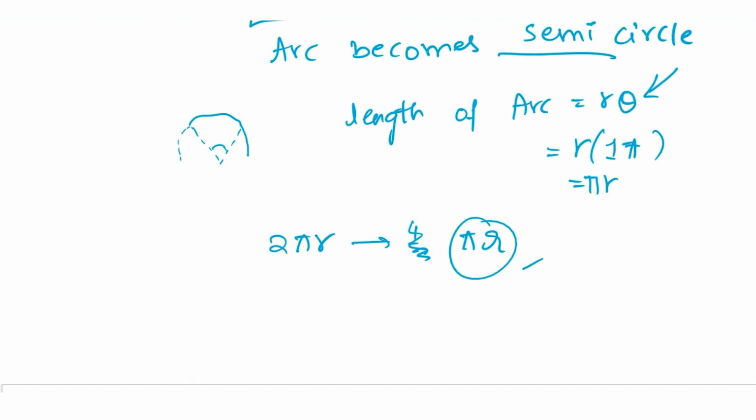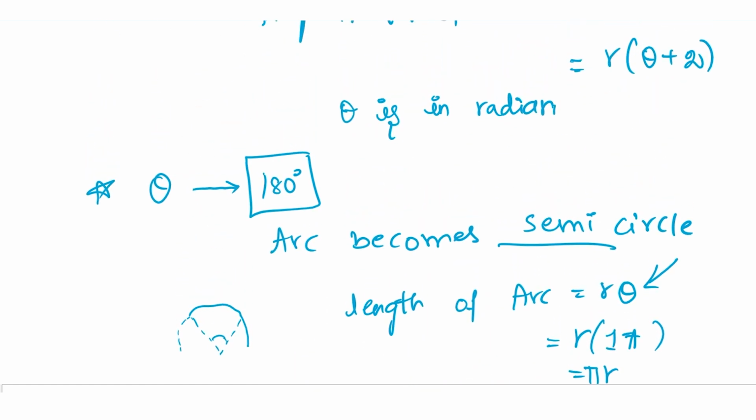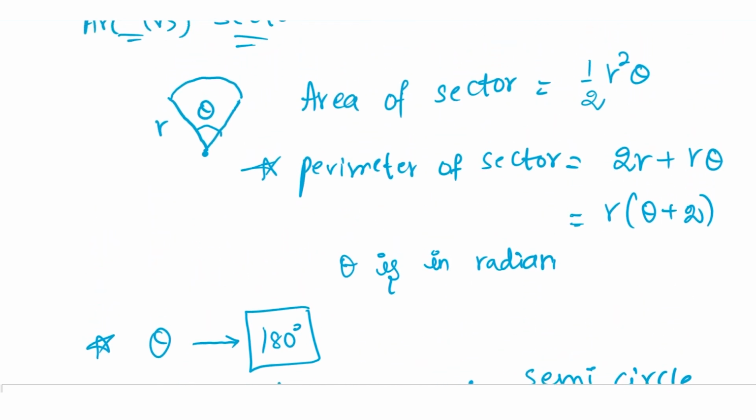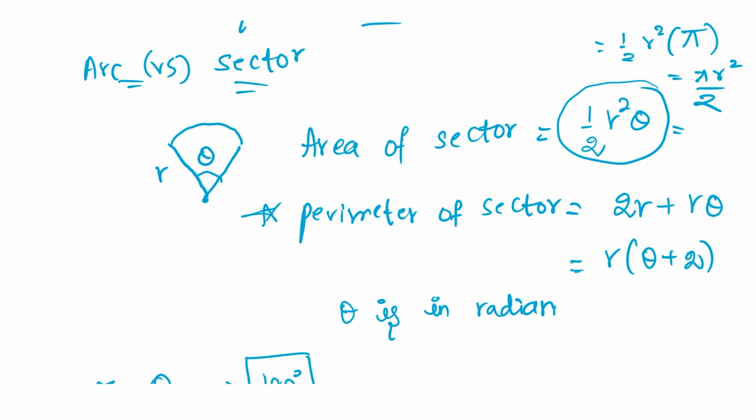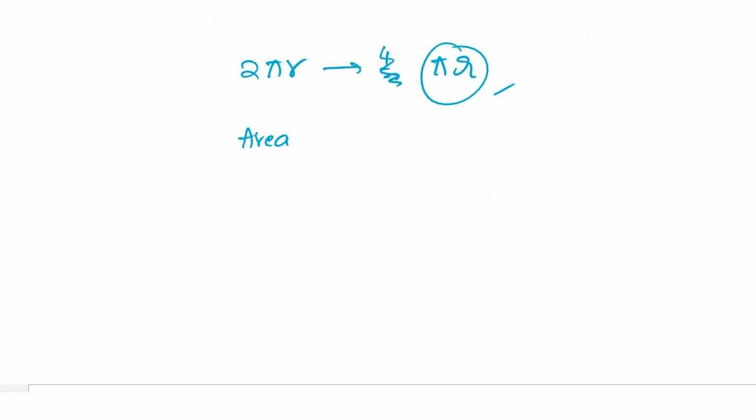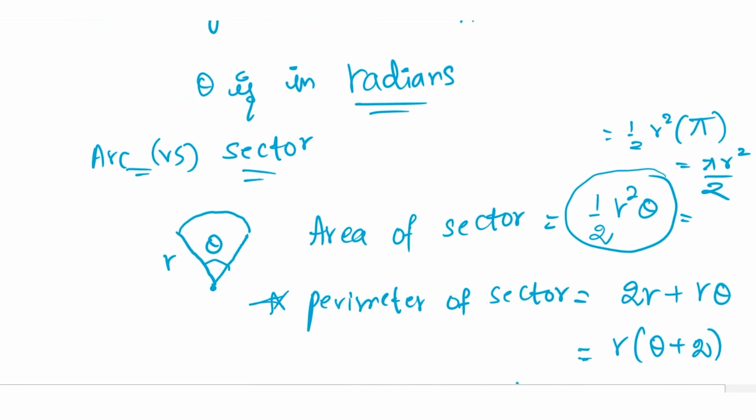Area of the sector is half r squared theta. If theta is 180 degrees, the formula becomes half r square times 180, and 180 is pi. So it is pi r square divided by 2. For a full circle it will be pi r squared, which is the area of the circle, which you might know already. So these are the formulas.